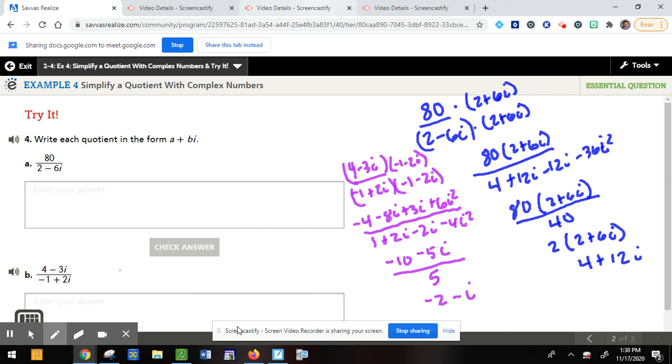For the second, part B in purple, the conjugate of negative 1 plus 2i is negative 1 minus 2i. Notice how you only change that middle term, so that negative 1 stays negative 1. Got to FOIL numerator and denominator. Right, in the numerator, I end up with negative 10 minus 5i when I'm done simplifying. In the denominator, I end up with 5. Divide both by 5, and you get negative 2 minus i. All right. Let's take a look at example 5.